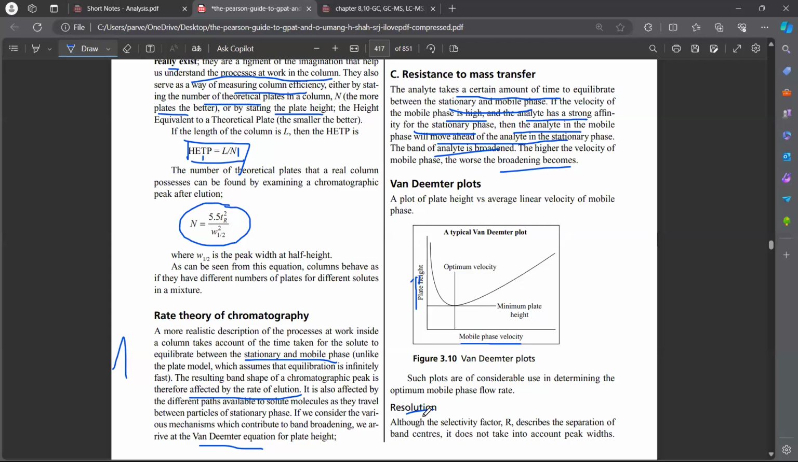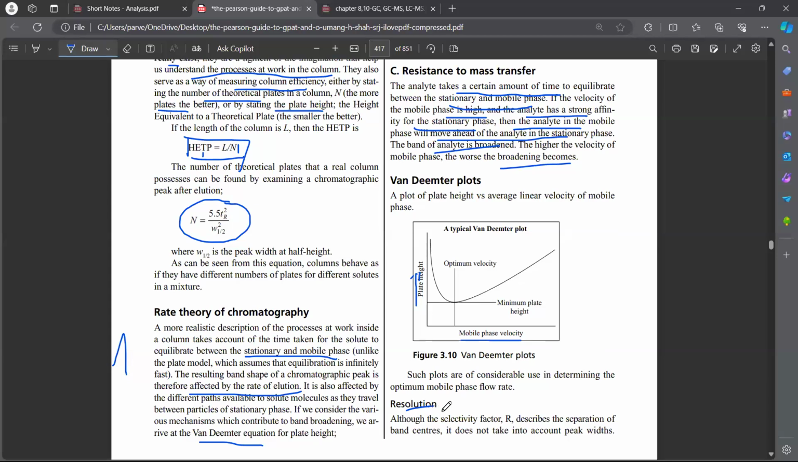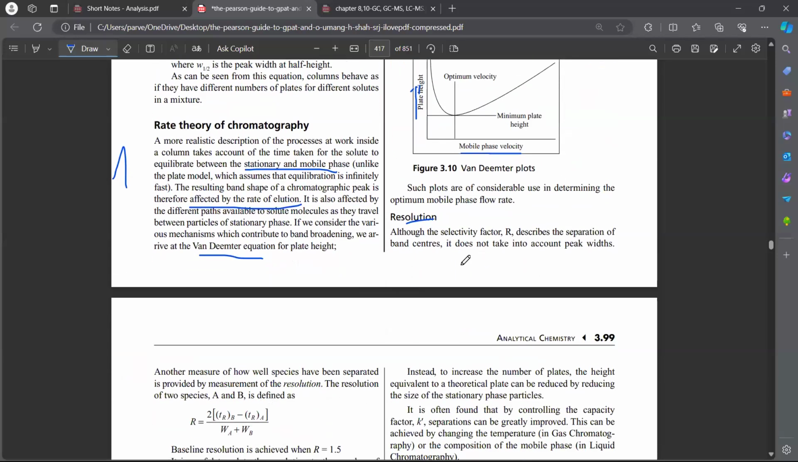Does anyone know about resolution? Basically, resolution states how efficiently two peaks are separated. This one has a poor resolution and this one has a good resolution, because here the two peaks are efficiently separated from each other.